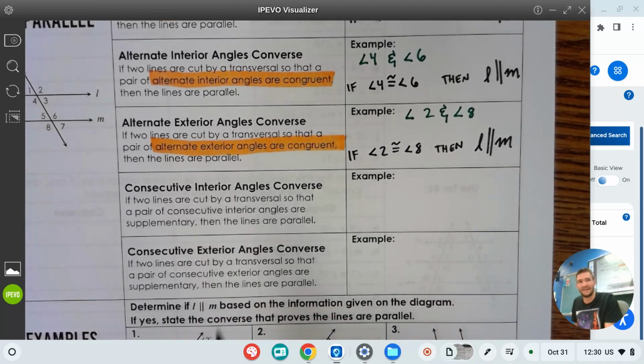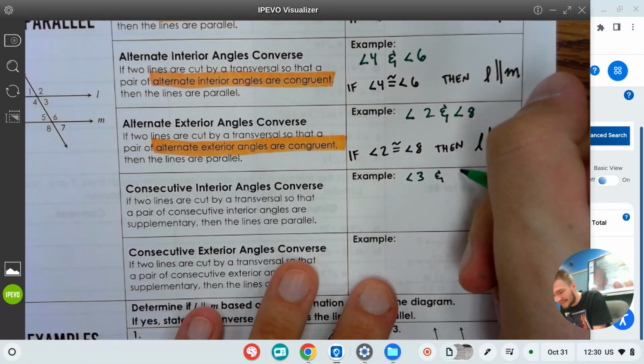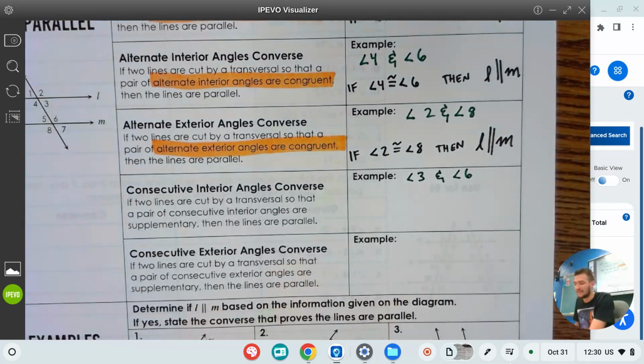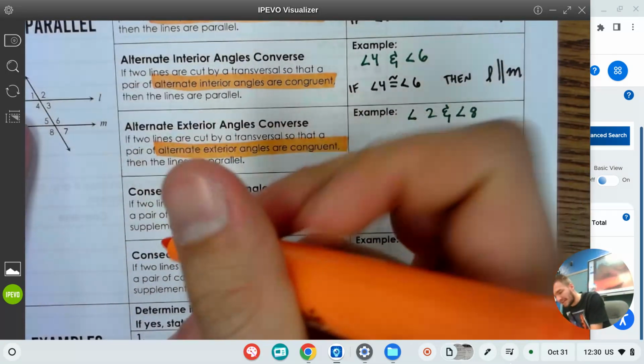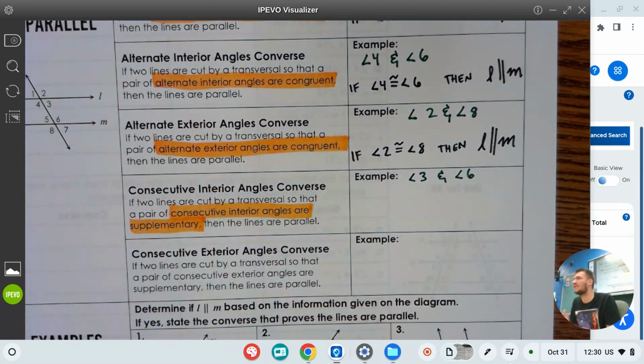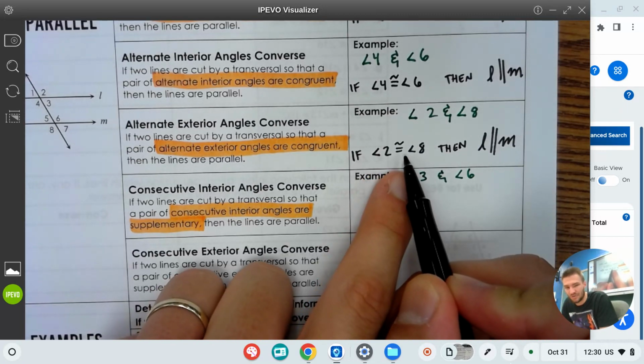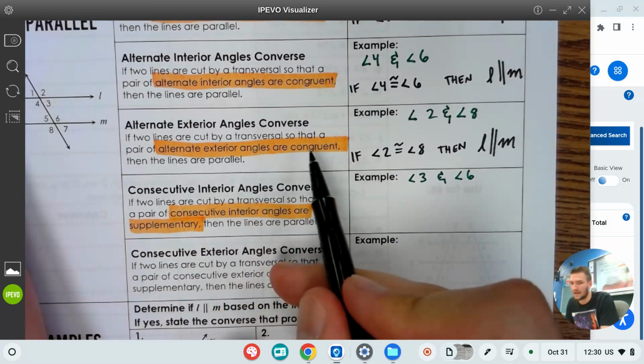Consecutive interior angles. If we look at these consecutive interior angles, maybe I'll go with 3 and 6. Now, here's the difference. It doesn't say they're congruent, it says they're supplementary. And again, we already knew that. That is not new information. That's the same stuff we've been saying. We can't say 3 is congruent to 6 because they're not.